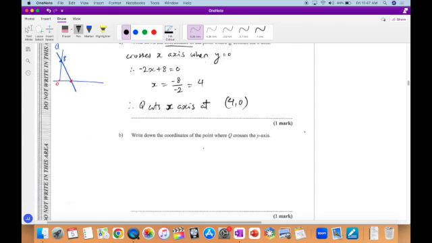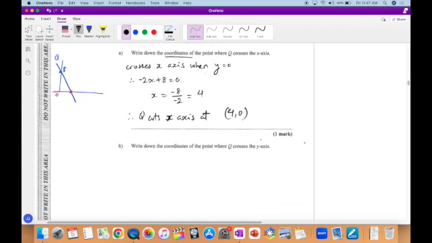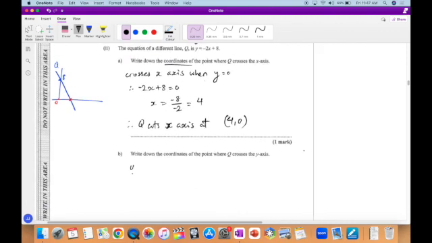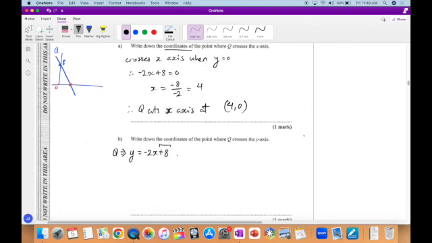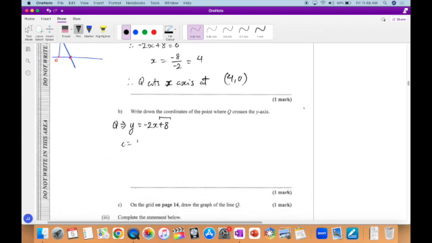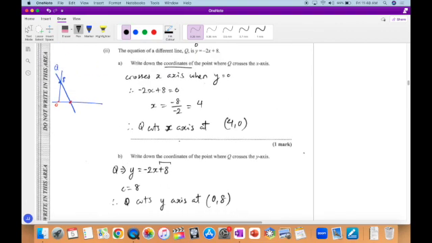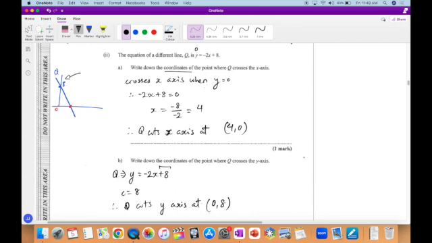Write down the coordinates of the point where Q crosses the y-axis. Well, Q implies y is equal to minus 2x plus 8, and this plus 8 there. So c is equal to 8. That is the intercept on the y-axis. Therefore, Q cuts the y-axis at 0 on the x, 8 on the y. C is the intercept, and you can see it over here in the little sketch. It'll be 8 on the y-axis, but 0 on the x-axis.